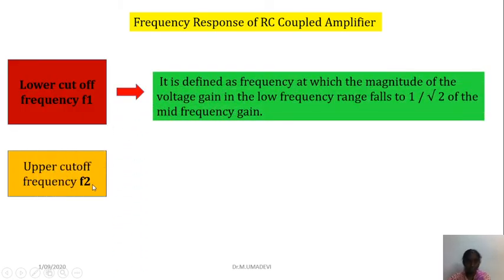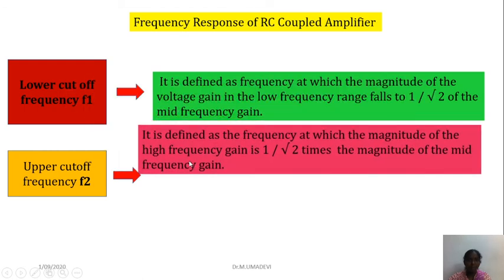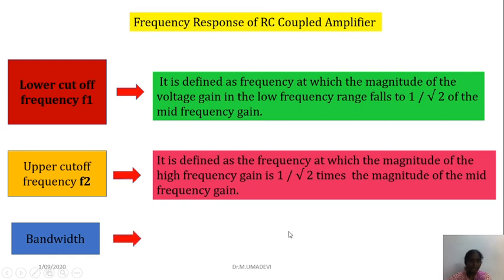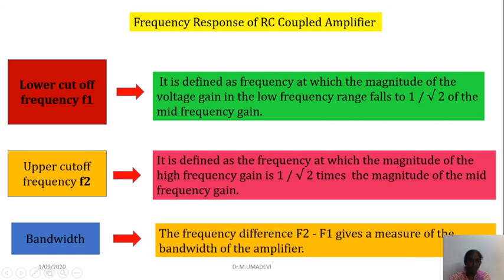The next one is the upper cutoff frequency F2. It is defined as the frequency at which the magnitude of the high frequency gain is 1 by root 2 times the magnitude of the mid frequency gain. Magnitude means value. This is about the upper cutoff frequency. Here it falls to the 1 by root 2 value. Then bandwidth. As I told you earlier, bandwidth is the difference F2 minus F1. That gives the bandwidth of the amplifier.